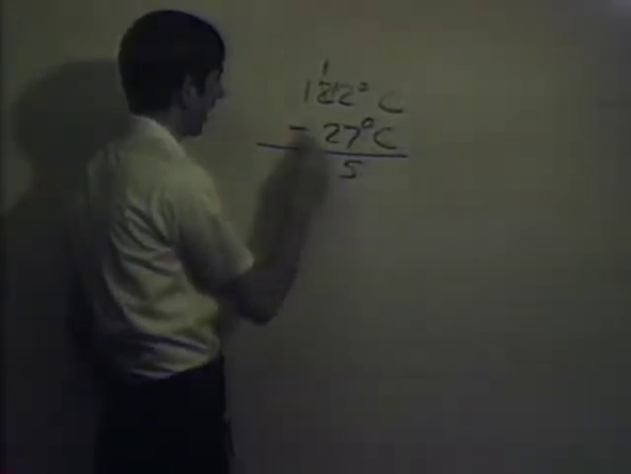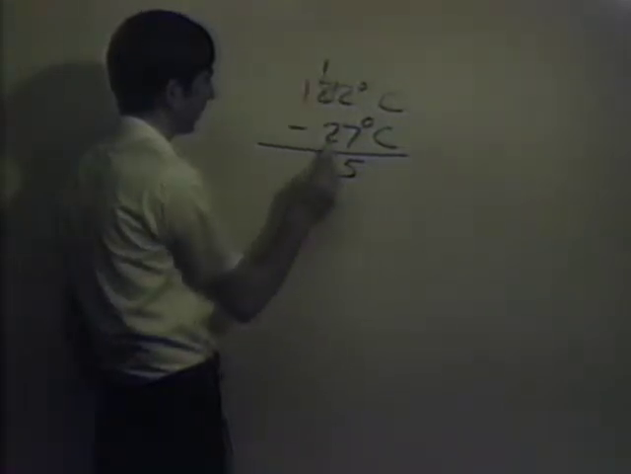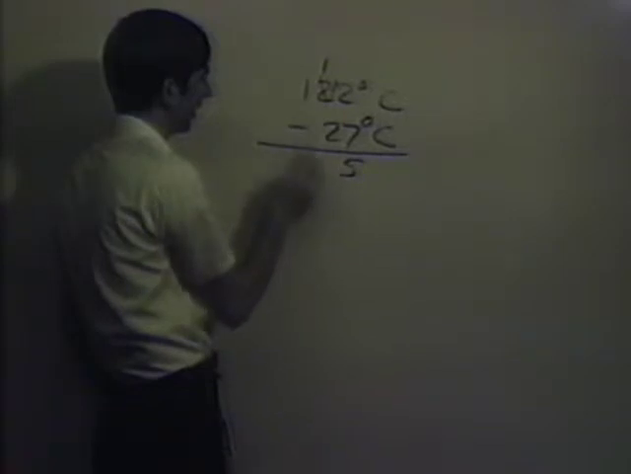Okay? And now over here, we have the same thing. We actually have one in the tens position, and we want to take away two from it, so we're going to have to slide this one over there.